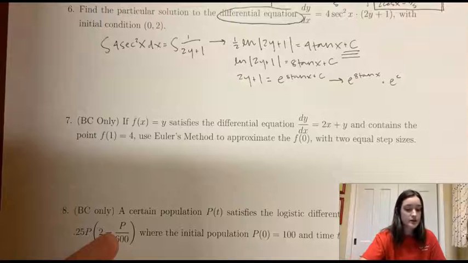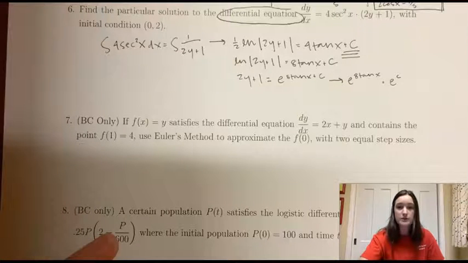Okay, so now you've got that 2y plus 1 equals e to the 8 tan x times e to the c. And since we have that e to the c, it looks like a really complicated thing, and this is called the A-way because when you get to this point that you have e to the c, you're actually just going to change it to an a. We're just going to call all of that a.